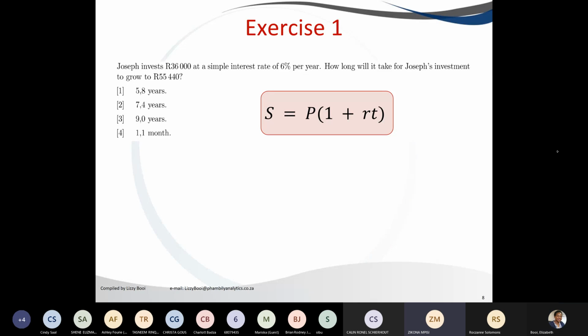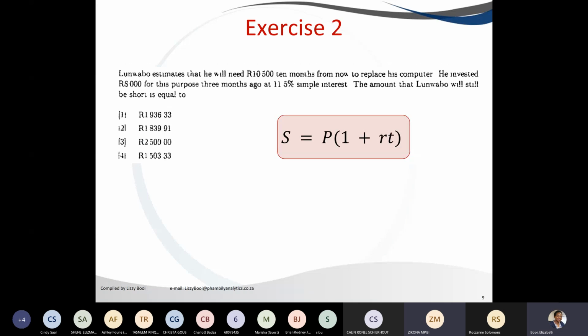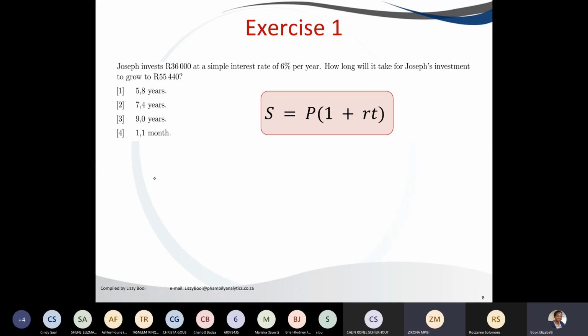We are given P, which is 36,000. That is our P, because that's the money. We have R, which is 6%, and we have S, which is 55,440. I just substituted everything in the formula as it is. I didn't change anything.